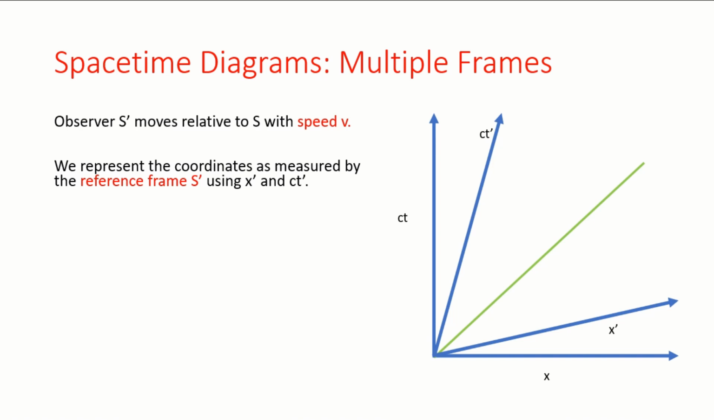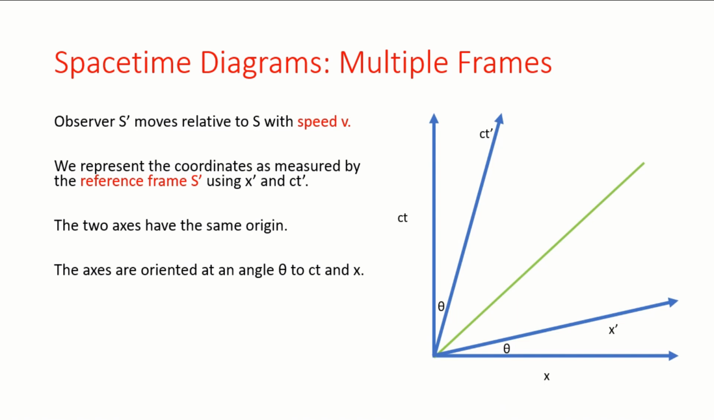So we've drawn two axes here. Remember, right now all we're doing is thinking about how to construct this, not necessarily how to use the space-time diagram. We've got two axes with the same origin, and they're both oriented at an angle theta to both ct and x. So that angle there should be the same.